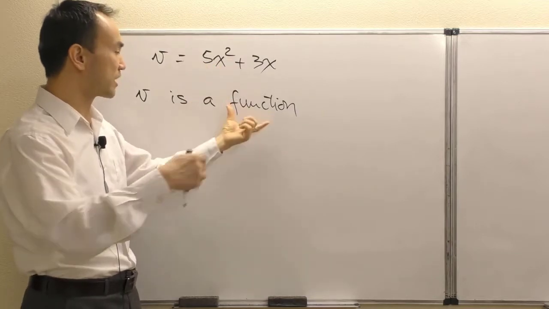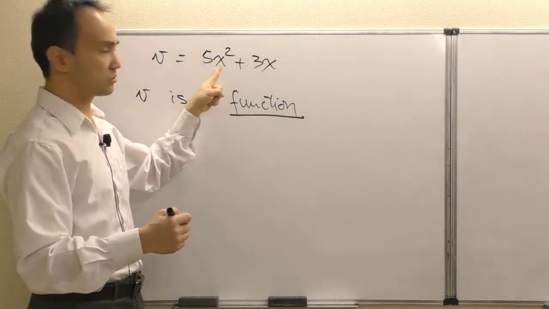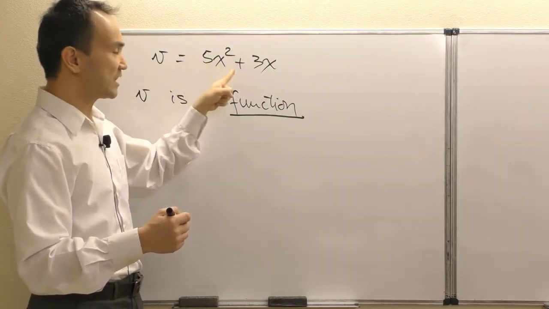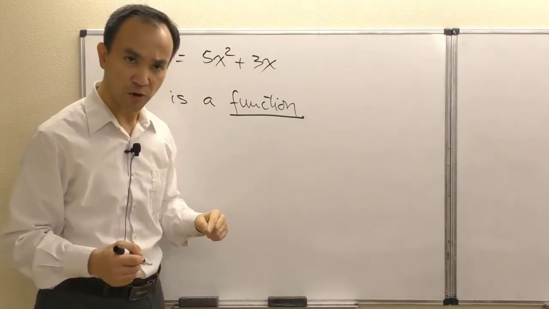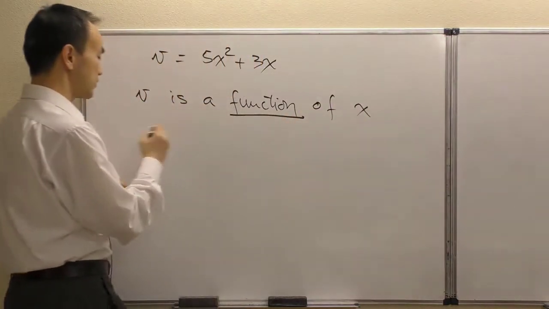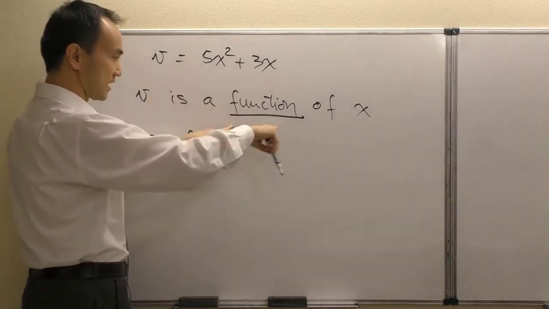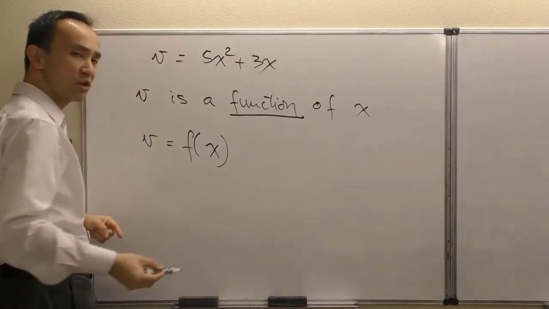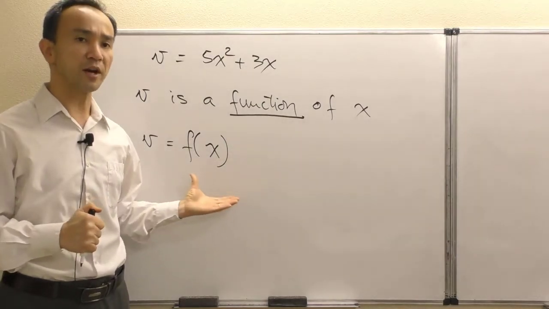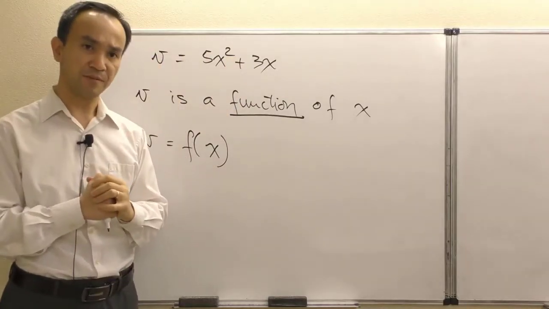A function is a rule. The rule says we multiply the square of the input by 5, and then add 3 times the value of the input. So clearly v is a function of x, and v can be written as some function, a rule that takes inputs x. This idea is not new at all. We have an input, we follow the rule, and we come out with an output.